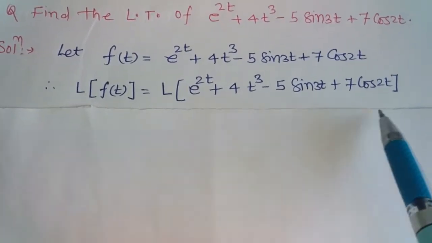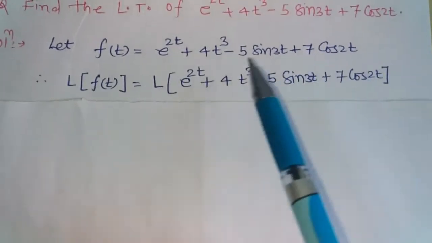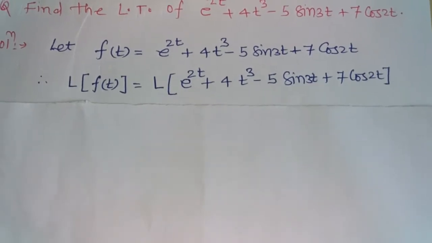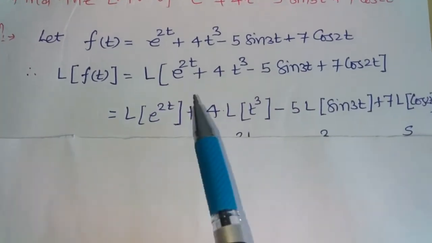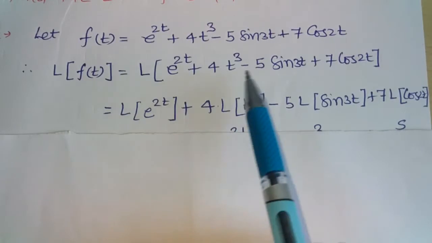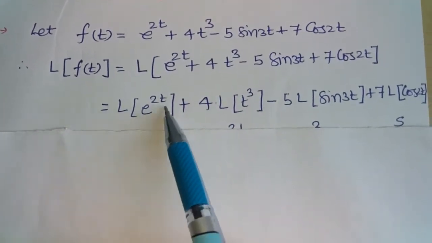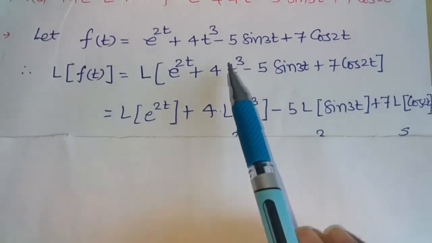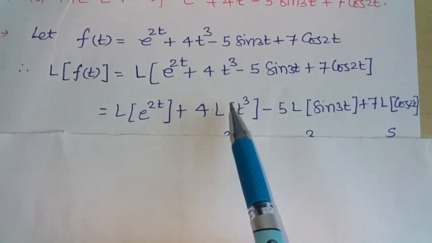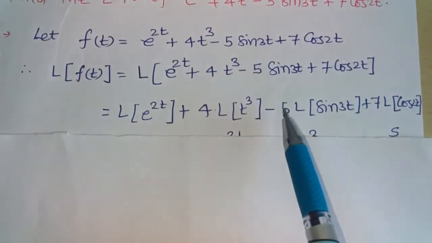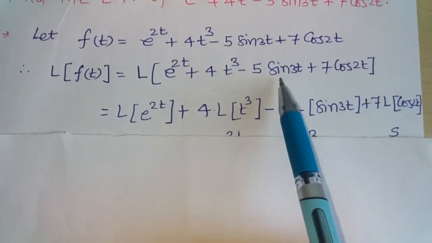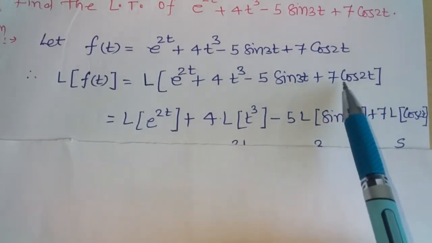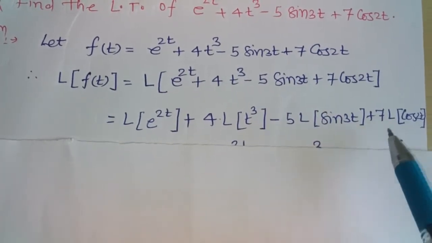Now here we apply the linear property of Laplace transform. So by linear property we get Laplace transform of this expression is equal to Laplace transform of e raised to 2t plus 4, which is a constant multiple, so as it is, Laplace transform of t cube minus 5, a constant multiple, so as it is, Laplace transform of sin 3t plus 7 constant, Laplace transform of cos 2t.